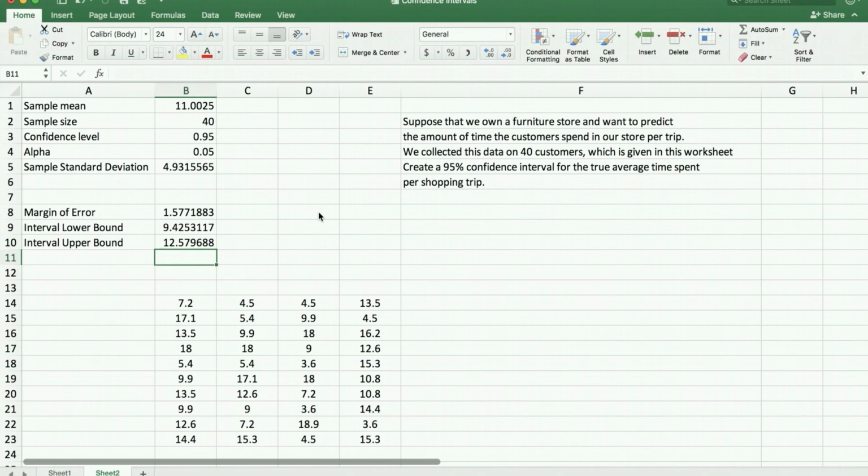Okay, so in this video, we looked at the two different cases of the population standard deviation known and population standard deviation unknown when we are creating confidence intervals on the population mean. And we went through two examples and we looked at how we can use Excel functions to calculate and create these confidence intervals.